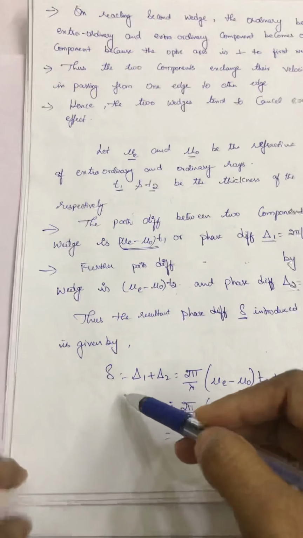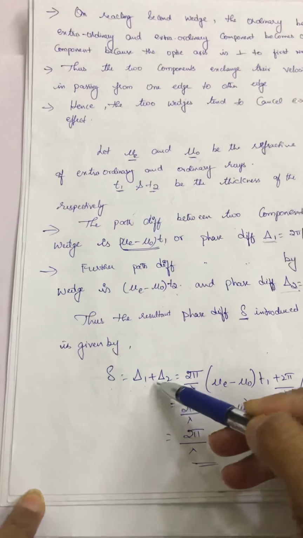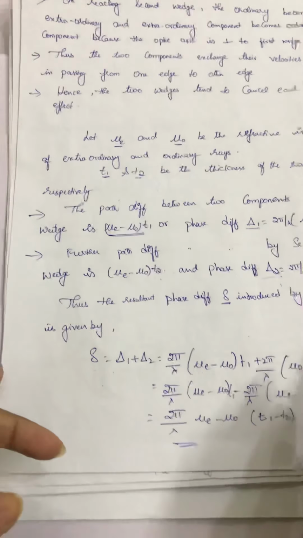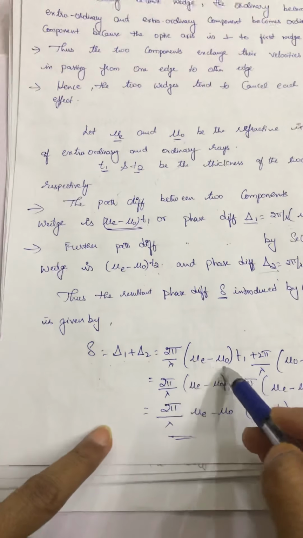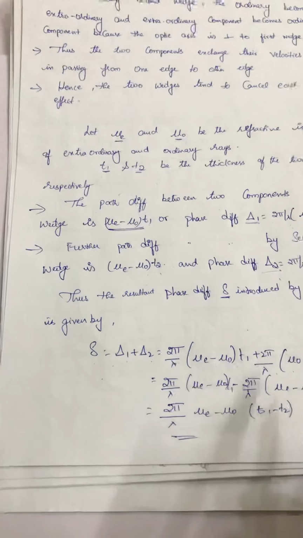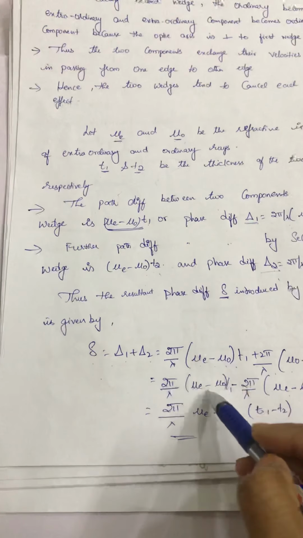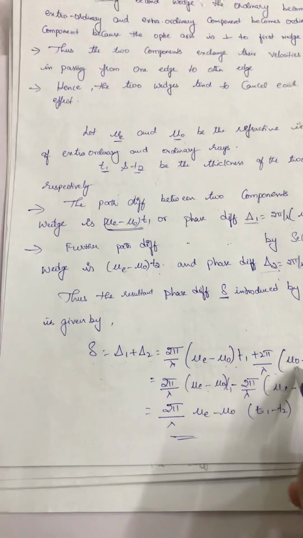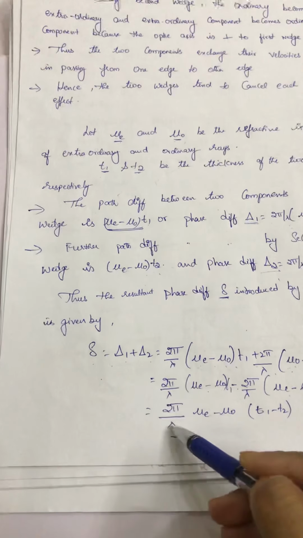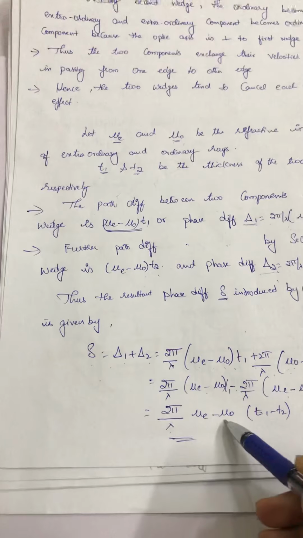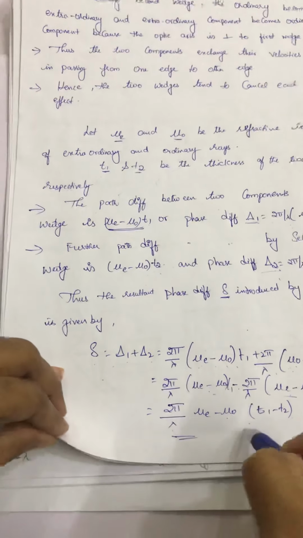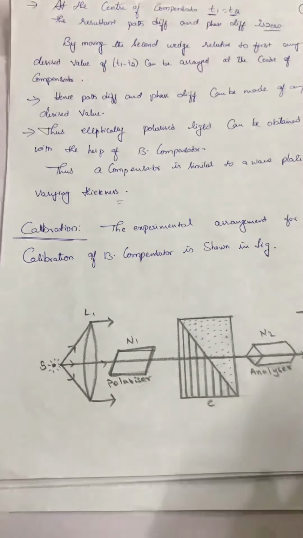Now the resultant phase difference, represented by del here for the compensator, is given by del equal to delta 1 plus delta 2, meaning by adding these two we get the resultant phase difference, that is 2 pi by lambda into (mu e minus mu naught) into T1 plus 2 pi by lambda into (mu naught minus mu e) into T2. Now in the second step, same as the first term, in the second term just interchange the terms, so we get a minus sign here. After that, 2 pi by lambda is common, and mu e minus mu naught is also common, so only T1 minus T2 remains. This is our resultant phase difference of the Barnes compensator.